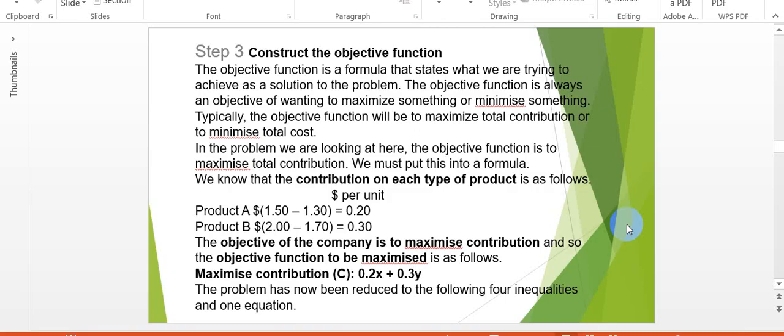In our problem, our objective function is to maximize total contribution. You should know the formula for total contribution: sales minus variable cost.